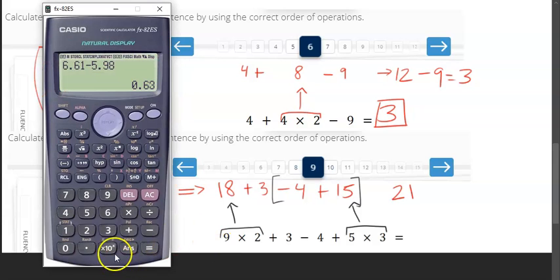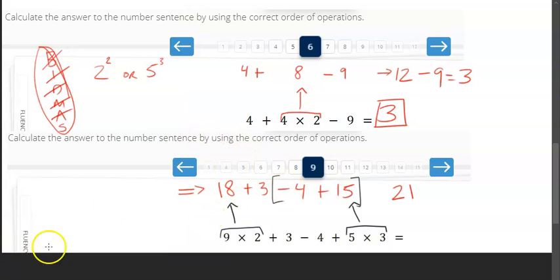And just to make sure, we will use the negative button here. This is the negative button right here. Negative 4 plus 15. If you are finding your negatives and positives a bit tricky, you're more than welcome to use a calculator. And whenever you get your answer, it's always going to be a positive unless it states a negative. So in this case, this is 11, but more importantly, this is a positive 11.